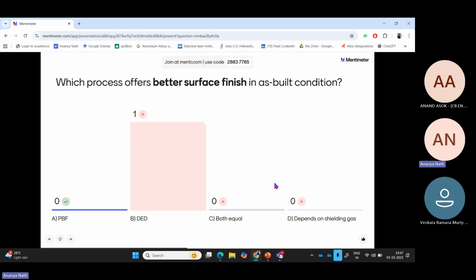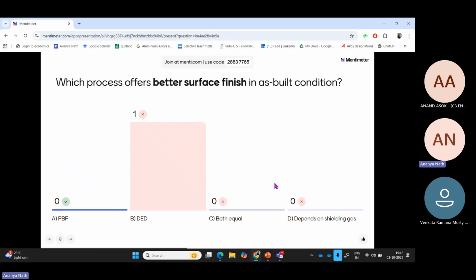We can get better surface finish from PBF, because at most we can have unfused powder particles on the wall, which we can get rid of by ultrasonic cleaning or sandblasting. The surface roughness that we get in PBF is generally around a few microns, maximum 3 to 5 microns. But in case of DED, we do not get a good surface finish because we get bigger surface undulations. We don't get roughness, we get waviness, which is in millimeters.